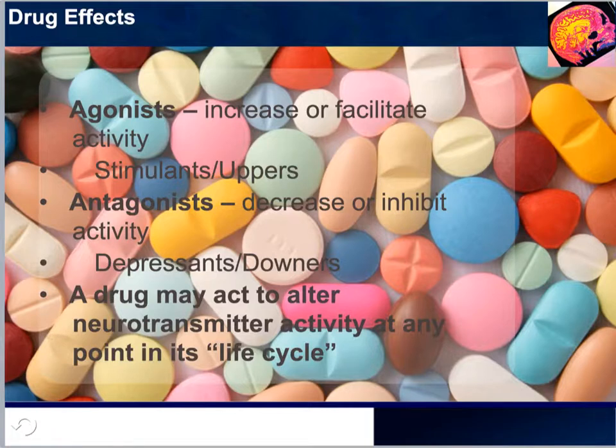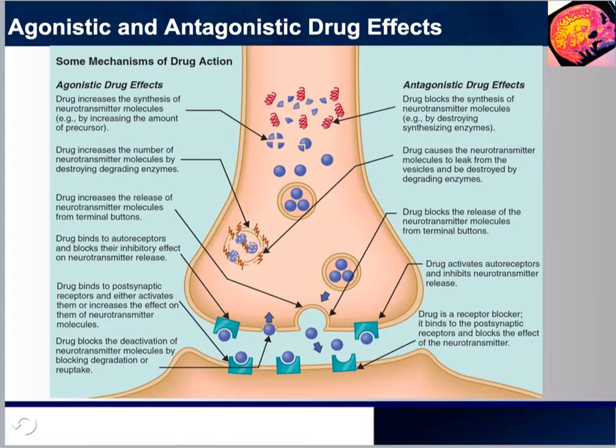So please note that the drugs that can alter neurotransmitter activity depend on the life cycle, but the life cycle depends on the individual and the dosage. I'd like you to spend some time looking at this picture and understanding what the mechanisms of the drug action are, depending on whether it is an agonistic drug effect or an antagonistic.